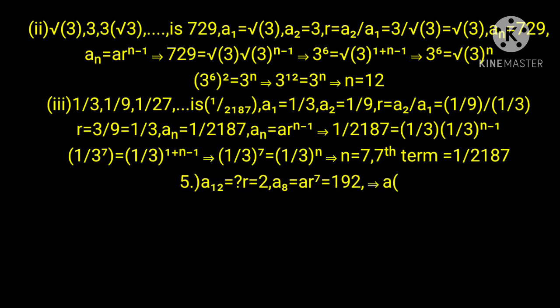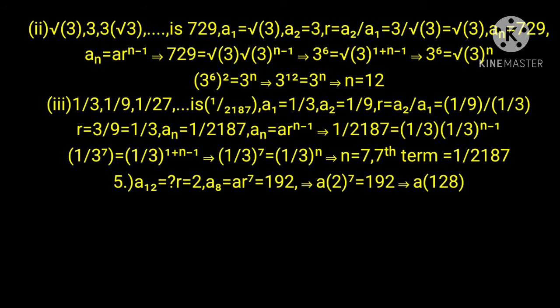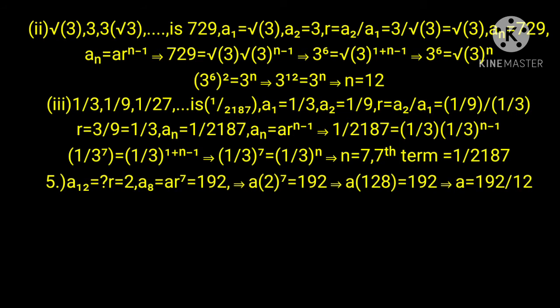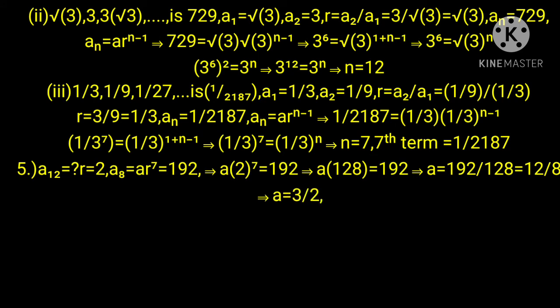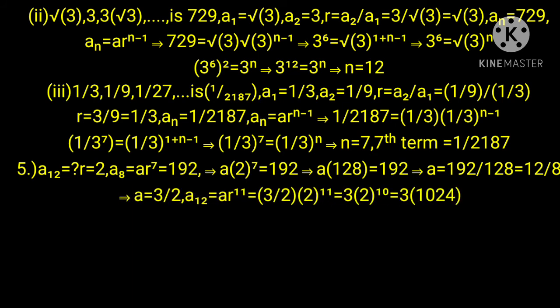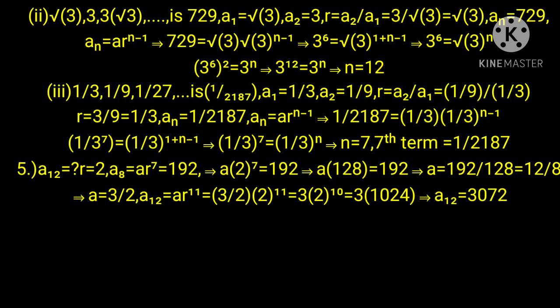Fifth question: the 12th term, a12, we have to find. The common ratio r is equal to 2, and the 8th term a8 is equal to a r power 7, which is 192. It is given, so a into 2 power 7, which is 128, is equal to 192. Then a is equal to 192 by 128, that is 12 by 8. Further simplification, we get a is equal to 3 by 2. The 12th term is a r power 11, that is 3 by 2 into 2 power 11, which is 3 into 2 power 10, that is 3 into 1024, so a12 is equal to 3072.